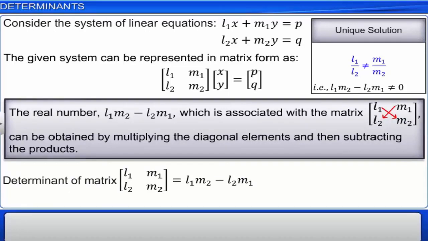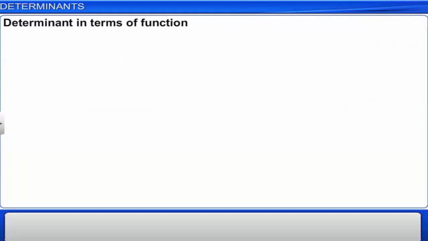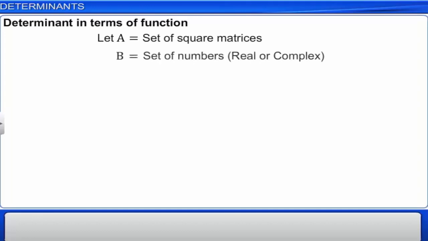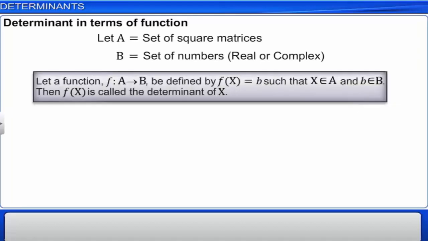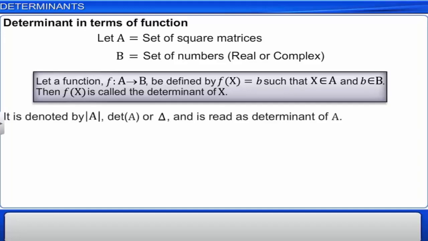Let us now define determinants in terms of functions. Let A be a set of square matrices and B be a set of real or complex numbers. Also, let f be a function from A to B, defined by f of x is equal to b, such that x belongs to A and b belongs to B. Then f of x is called the determinant of x. Determinant of A is denoted as det of A or delta.